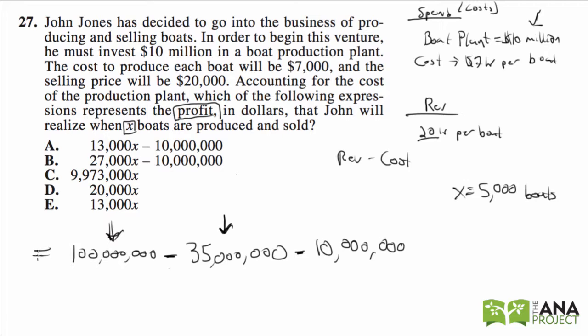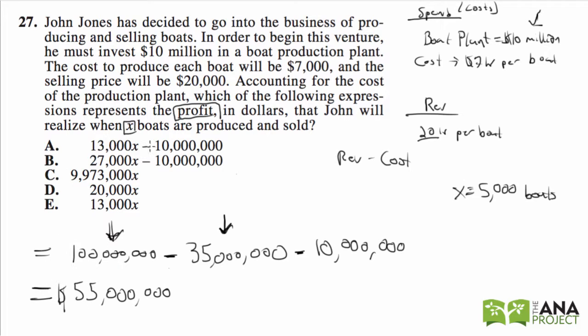Isn't my handwriting awesome? I know it sucks. So how much did we make? So you take 100 million, we subtract 35 million, the cost of producing the boats, and then we have to subtract another 10 million. So that's a profit of $55 million. Not bad. Not bad for selling boats.